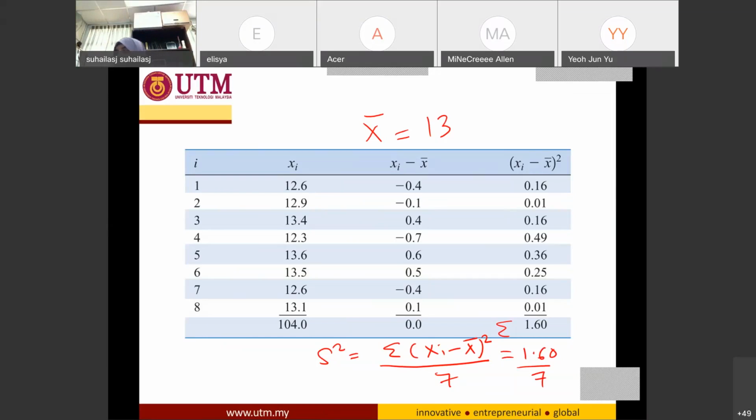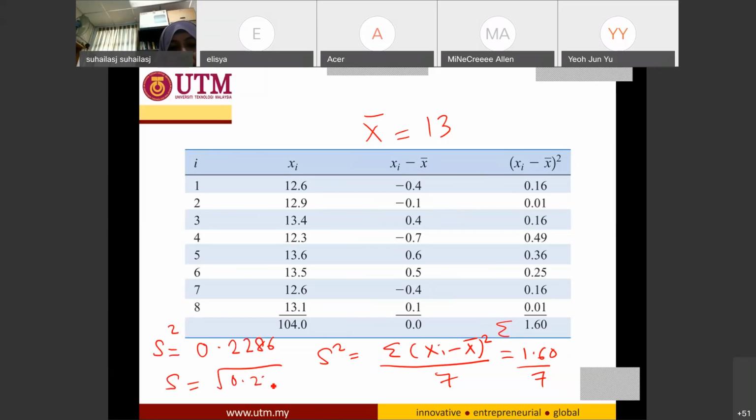Okay, you have 0.2285. If you want to put it in terms of 4 decimal points, it is 0.2286. So that is your sample variance. Katakan ini saya tulis kat sini, dia punya value 0.2286. So this is your S square. If you want to find your sample standard deviation, take the square root of S square, the value 0.2286.